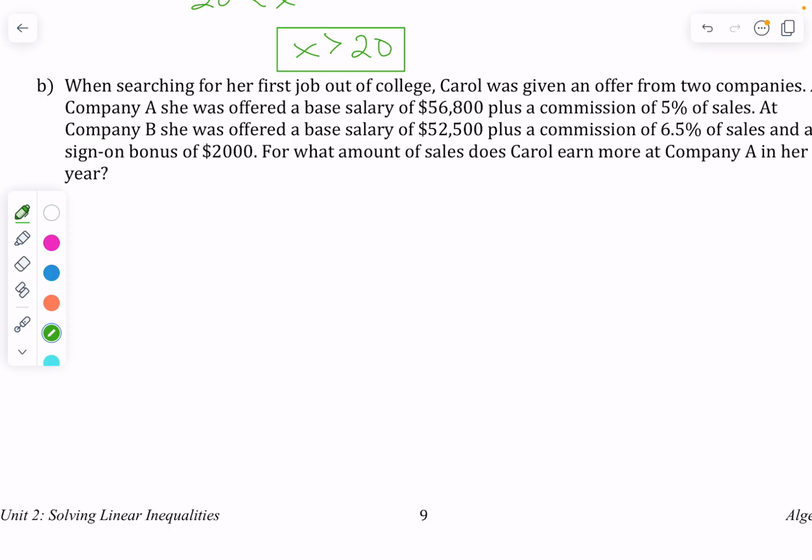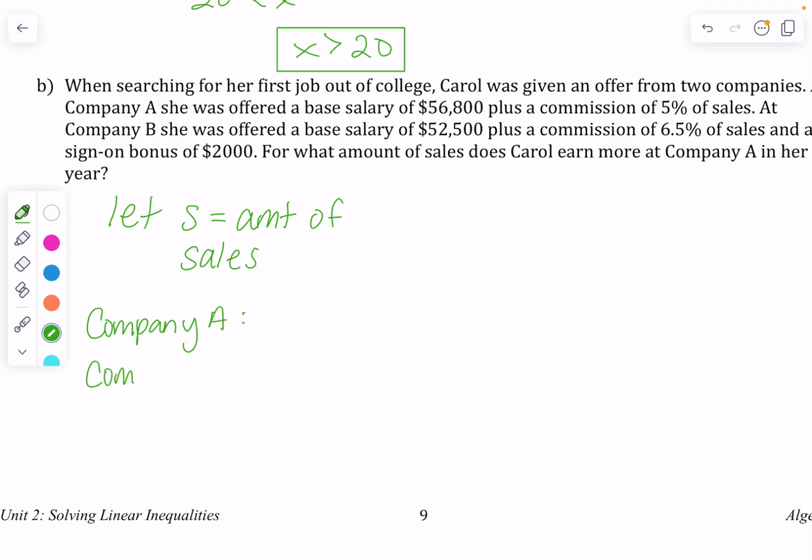All right, let's go ahead and define the variable. First you need to figure out what you're finding. Well, it says for what amount of sales. So that means, let S equal the amount of sales. And we're dealing with Company A and Company B.